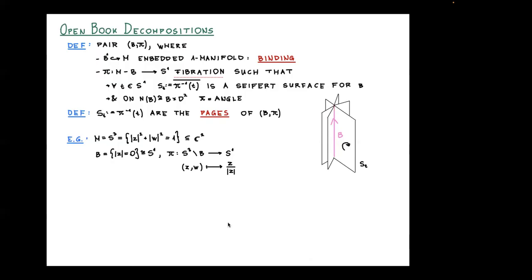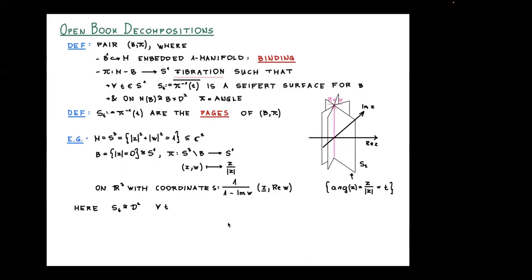Okay. So you have S3, and I'm thinking of S3 as the unit sphere in C2. So let's just take the binding, which is the subset where Z is 0, or the absolute value of Z is 0. This would be an S1. And I'm taking the following fibration. I'm just mapping (Z, W) to the angle of Z.